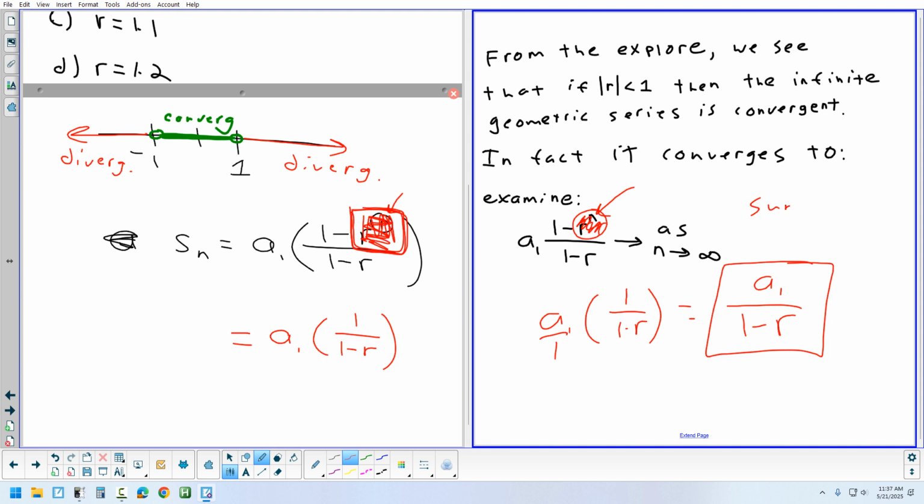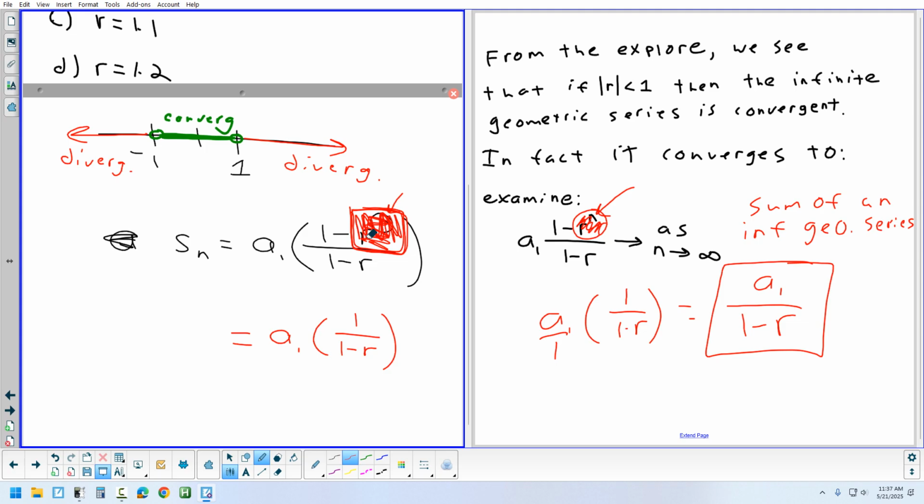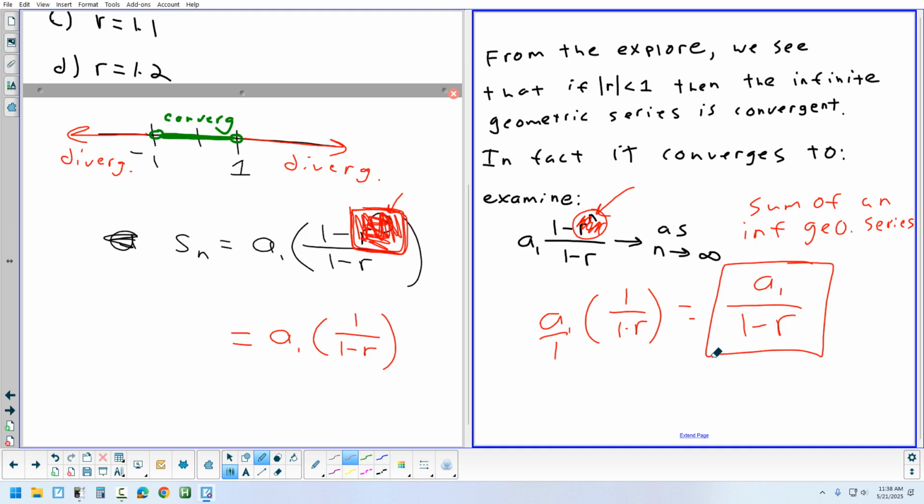So this is the sum of an infinite geometric series. A sub 1 over 1 minus r. Okay, the only reason that formula is simpler is because this part starts to turn into 0 as n approaches infinity. You don't need it. Okay, so any question on the formula for the sum of an infinite geometric series?